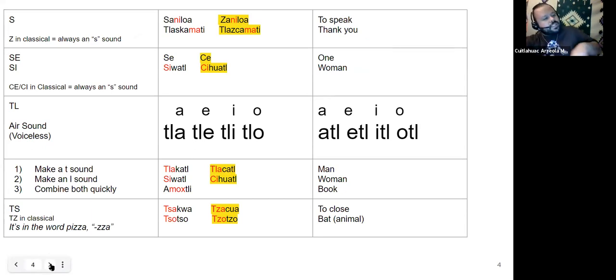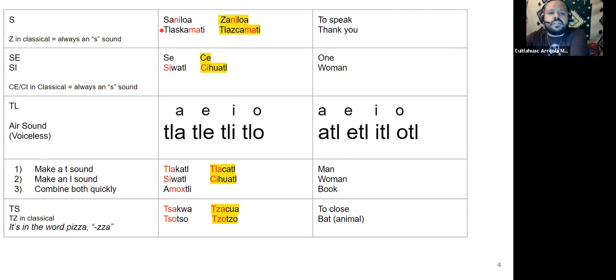So we get to what I said earlier, right? S sounds, Z in classical, always an S sound. Okay, just be mindful of that. It's never a Z sound like in English, right? So we have Saniloa. Tlaskamati. Right, so always an S sound.